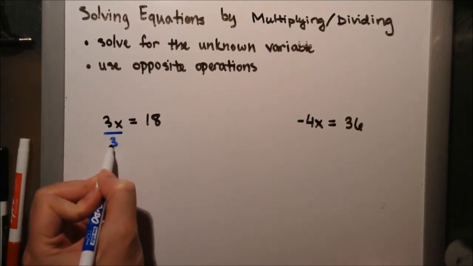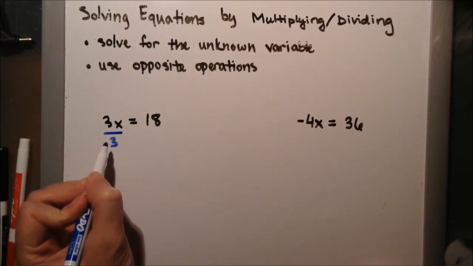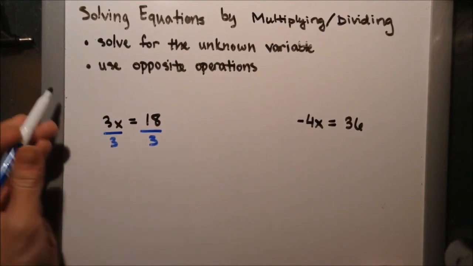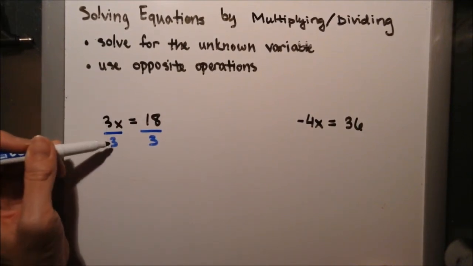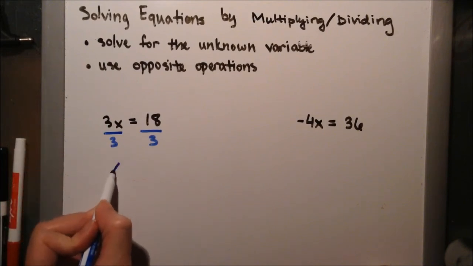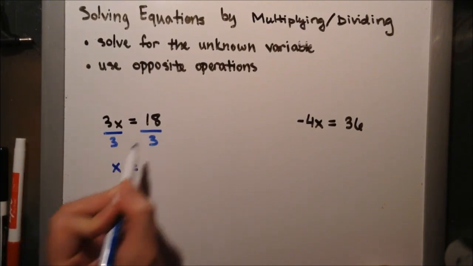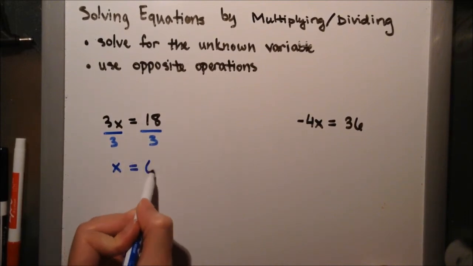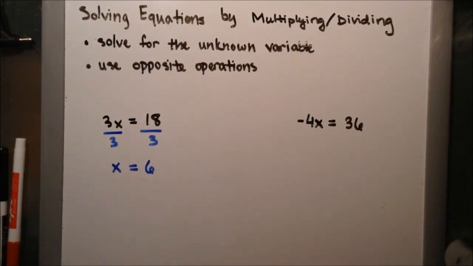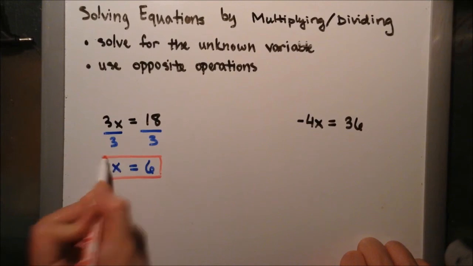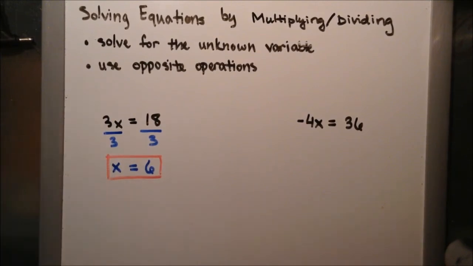So I'm dividing by 3 on the left. Since I divided by 3 on the left, we divide by 3 on the right. Again, 3 divided by 3 is just 1, so we're left with x on the left. Then we do 18 divided by 3 on the right, which is 6. Since we have x by itself, this will be the final answer for example 3. x equals 6.